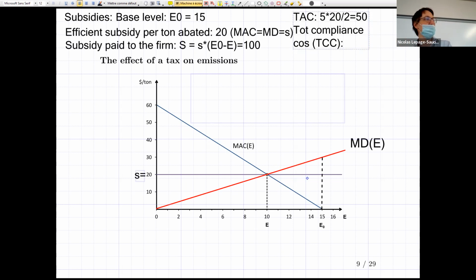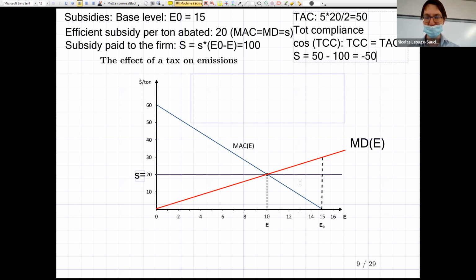So how much does it cost for the firm to comply to the policy? Well, it costs me my total abatement cost of 50, but is the subsidy something that I have to pay or that I get? It's something I get. So it's 50 minus 100. So the TC is minus 100 plus 50. The firm is super ecstatic about this policy because they get more money than they have to put in. So that's just total benefits to have this subsidy. Obviously, who doesn't like receiving subsidies?